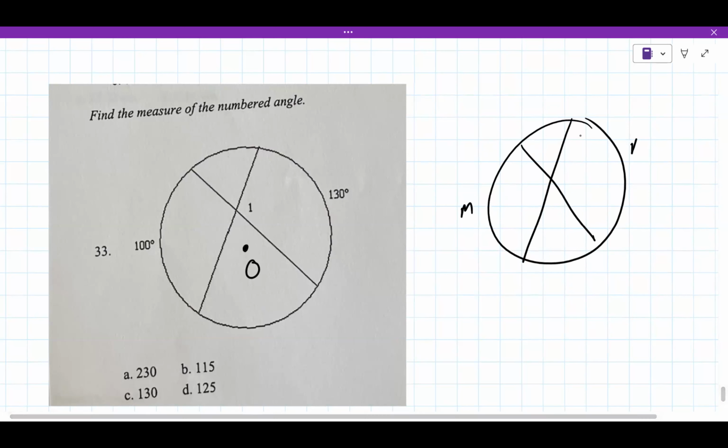So it's little m and big M, and x. x is little m plus big M divided by 2. So I would do 100 plus 130, divide that by 2, gives me 115. So x in this case would be 115. Very good.